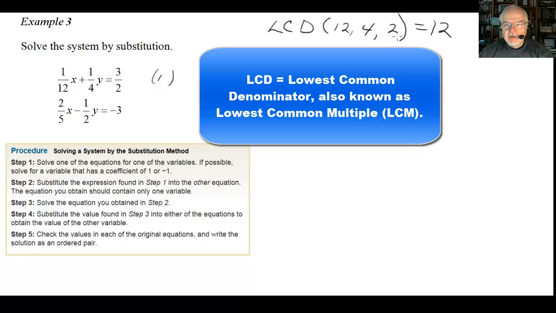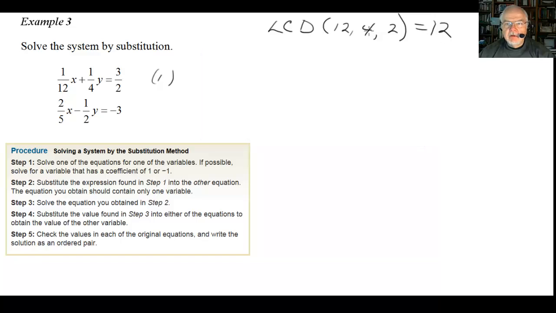12 is a multiple of 2 because 2 times 6 is 12. 12 is a multiple of 4 because 4 times 3 is 12. 12 is a multiple of 12 because 12 times 1 is 12. And it turns out 12 is the lowest of these. We could use any common multiple and this will work, but the lowest common multiple ensures that we don't have to worry about factoring out common factors later.